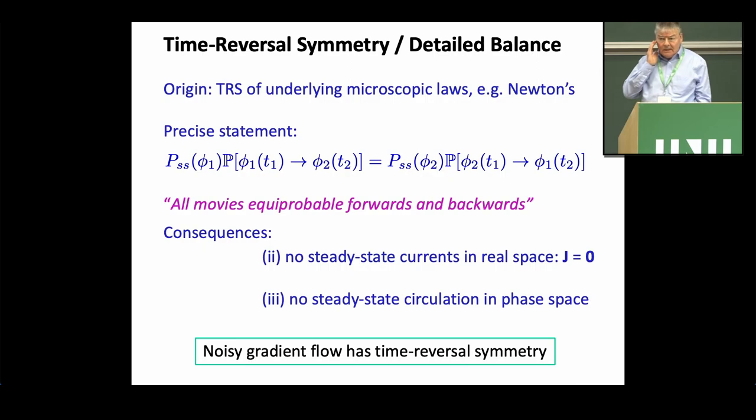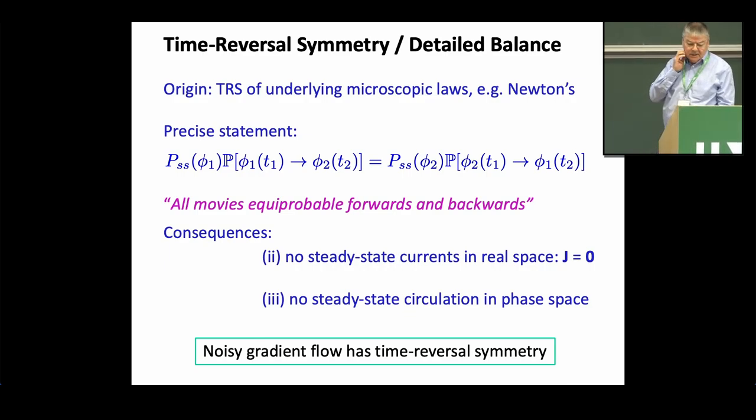A consequence of that last statement is that in a thermal equilibrium system like this, I cannot have any steady state currents in the steady state. The average, I should have put around this, J equals zero. In other words, if I see a current, I'm just as likely to see the opposite current, and we'll see it equally often in that steady state.